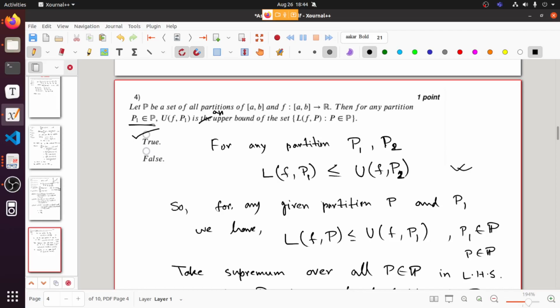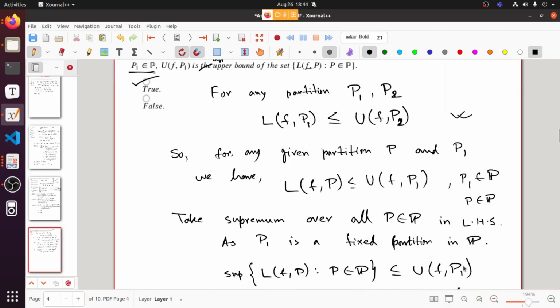So how to do this? You know from the earlier result, or it was done in the class, that for any partitions P1 and P2, this inequality always holds: L(f, P1) is less than U(f, P2). So here take any partition P, and P1 is given. For that we will apply this. For any given partitions P and P1, we have L(f, P) less than U(f, P1), where P1 belongs to script P and P belongs to script P. Okay.